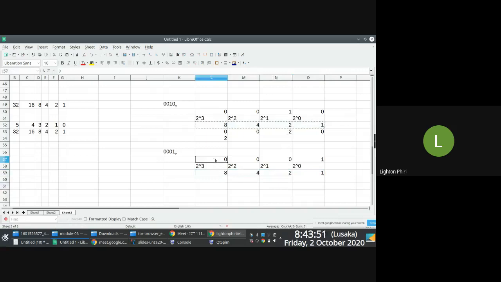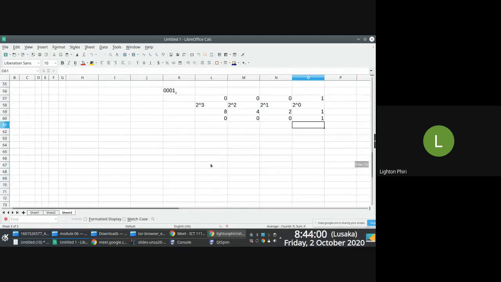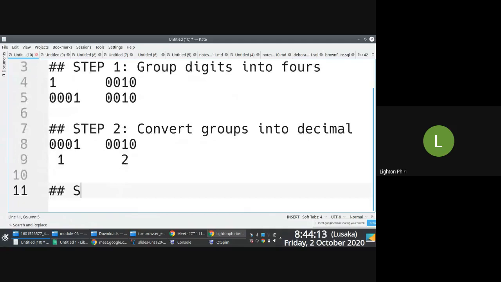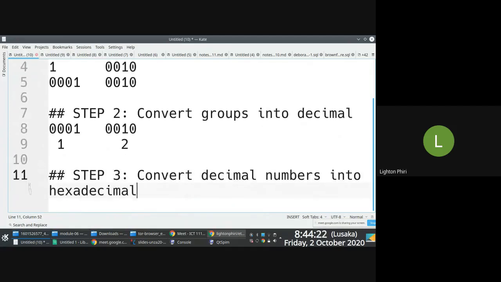And then we start multiplying. 0 times 8 is 0. 0 times 4 is 0. 0 times 2 is 0. 1 times 1 is 1. So the answer here is 1. And then we're done. So it's 1, 2. The next step is step 3: convert decimal numbers into hexadecimal symbols. And it's simple here.